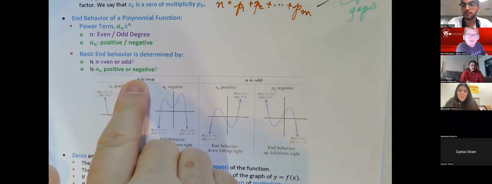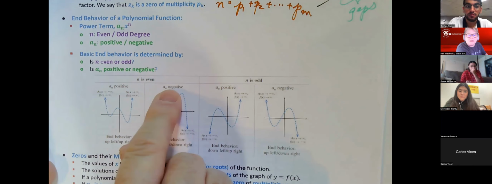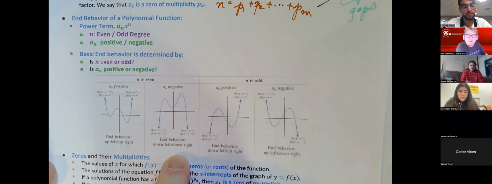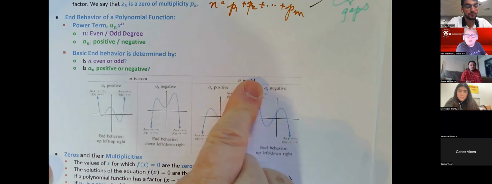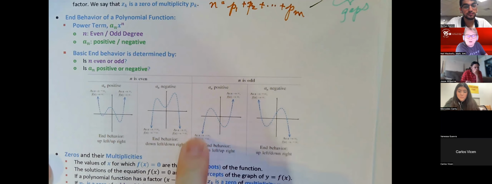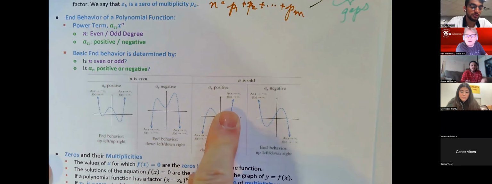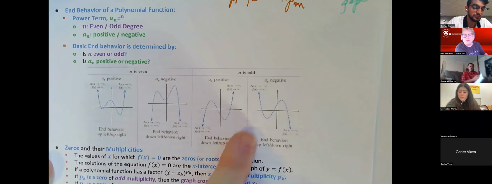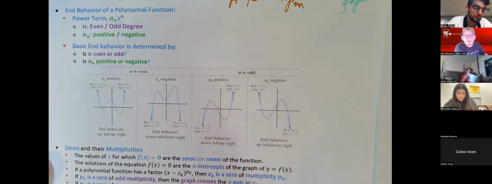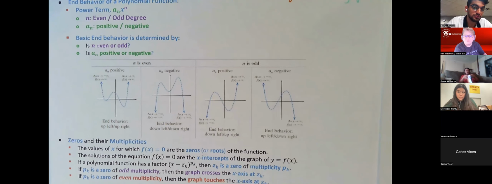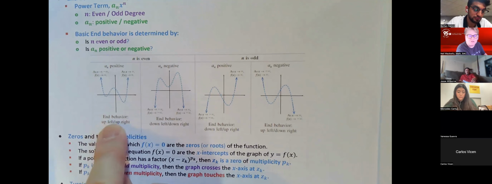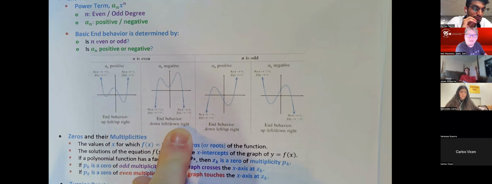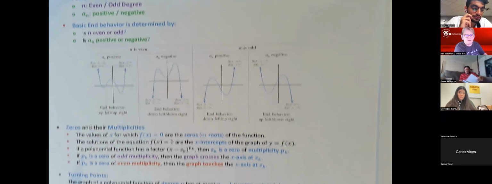Yeah, sure. If n is even and a sub n is negative, the graph will go down to the left and down to the right. If n is odd and a sub n is positive, the graph will go down to the left and up to the right. And if n is odd and a sub n is negative, the graph will go up to the left and down to the right. That's the notation I want you to use, with this notation at the bottom. Down to the up, down to the left or right, up to the left or right.